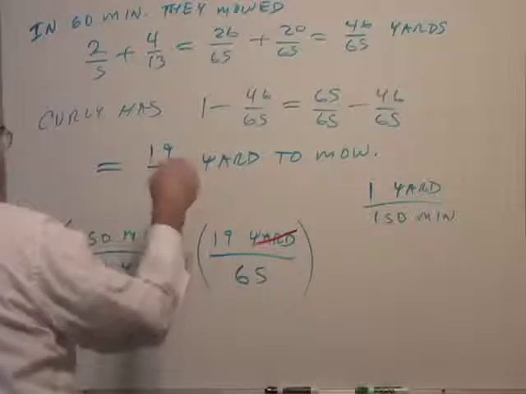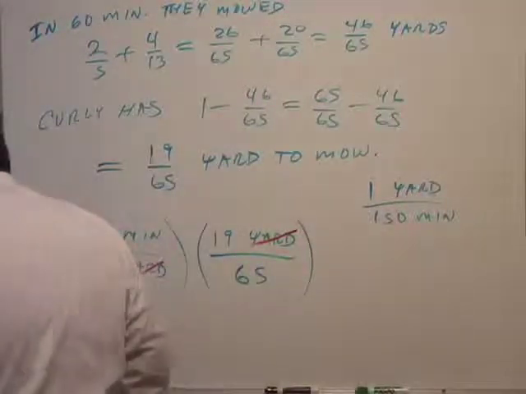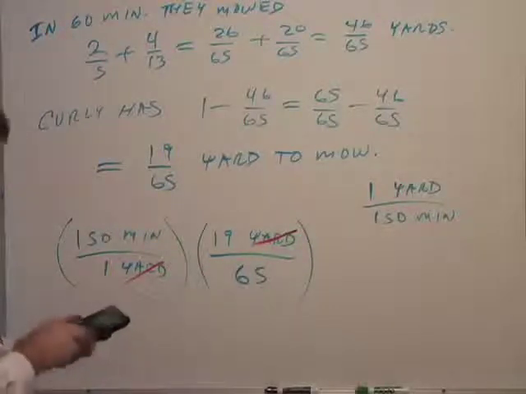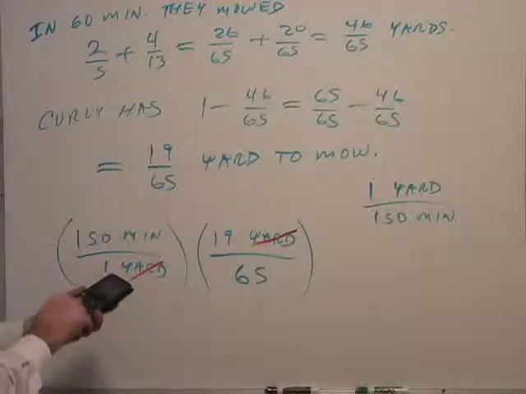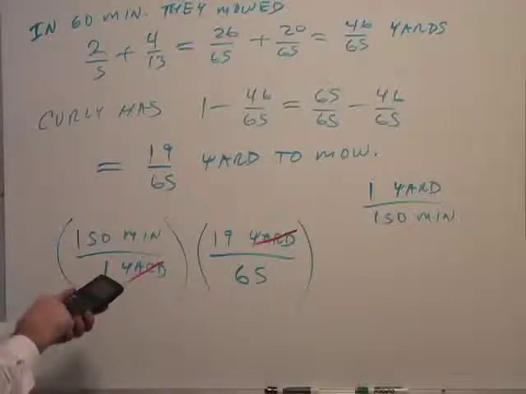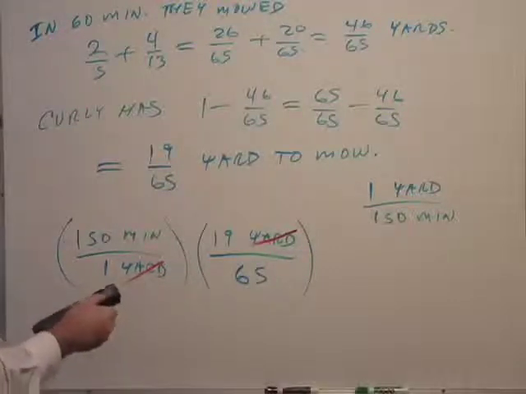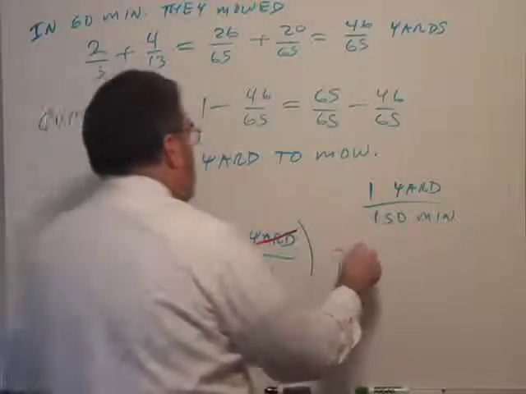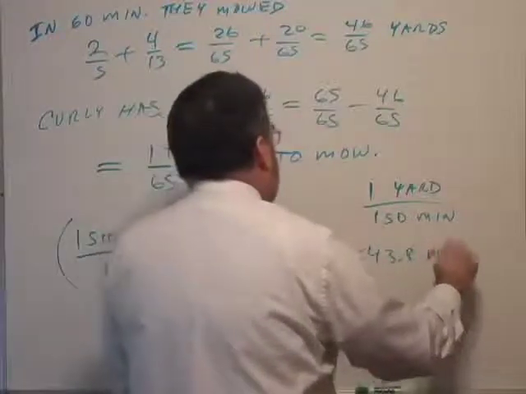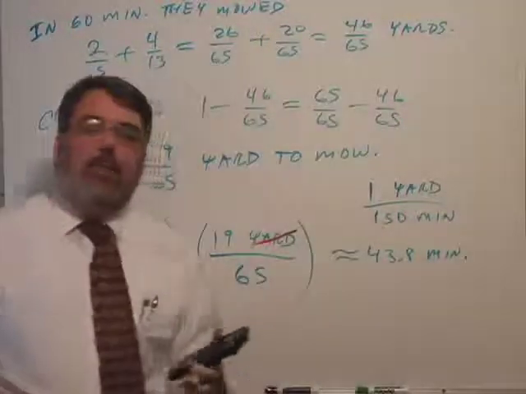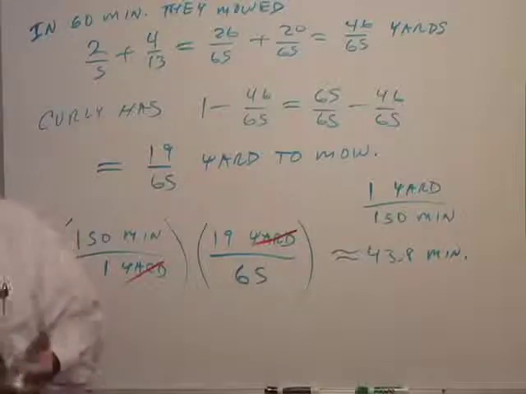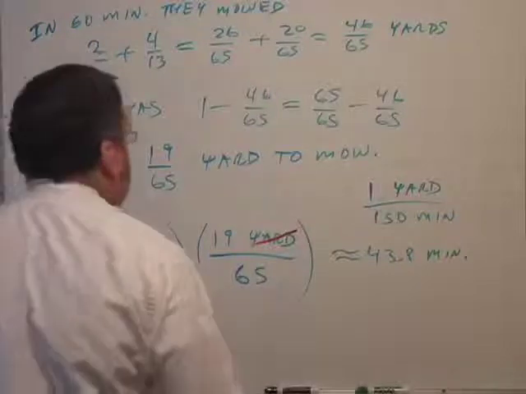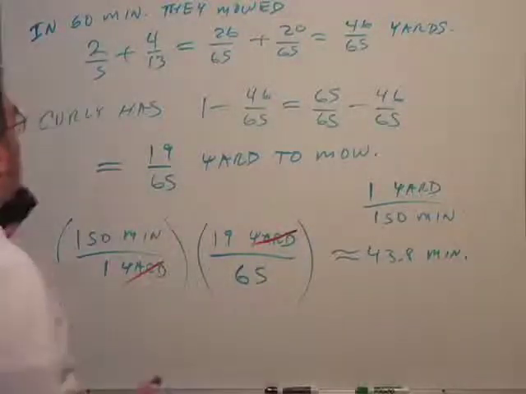So 150 minutes per yard times 19 over 65 yards. And something tells me that's not going to make for a very easy fraction. Let's just go ahead and estimate it. So 150 times 19 and then divided by 65 is 43.8 minutes. So it's about 43.8 minutes. Oh, you could probably call it 44 minutes. So, in fact, at that scale, I think I would probably just call it 44. This is not meant to be terribly precise.